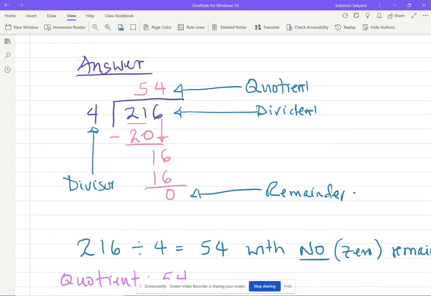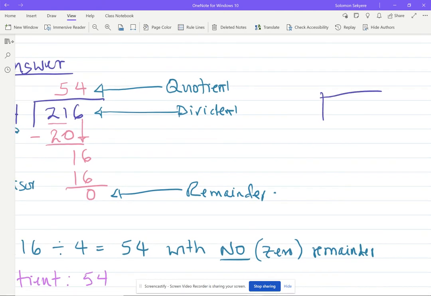So we have 216 divided by 4. How do we do this? We start with the first digit. Can we divide 2 by 4? No, it's not big enough. So we add the second digit and we get 21. How many times does 4 go into 21? 4, 8, 12, 16, 20. If we go to 25, we've gone over 21. So it goes in 5 times.